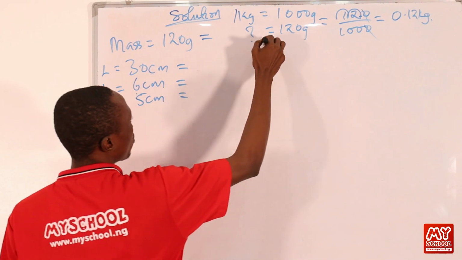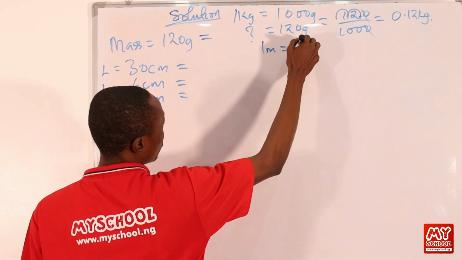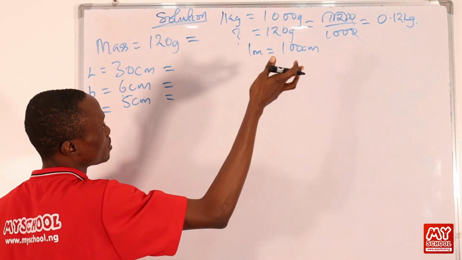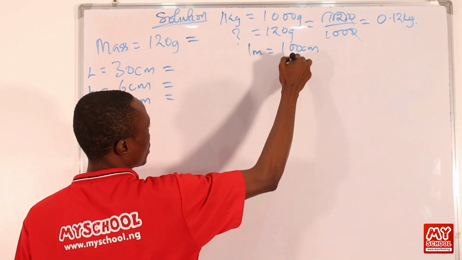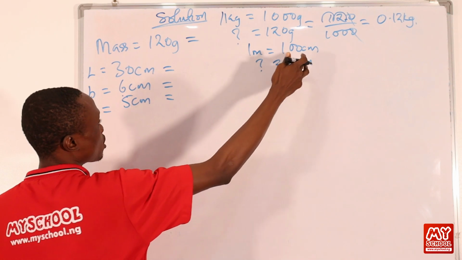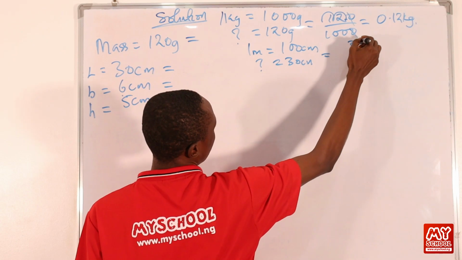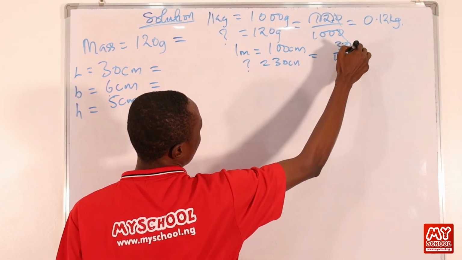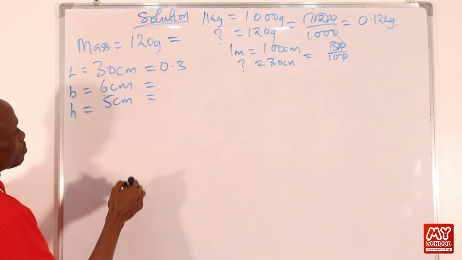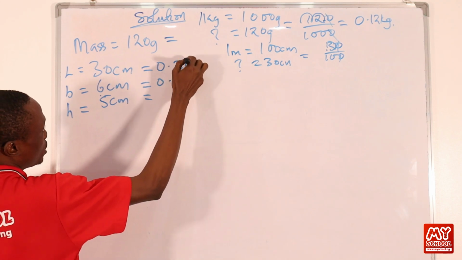Now remember that 1 meter is equal to 100 centimeter, right? And we want to convert 30 centimeter to meters. So we write our 30 here. To convert 30 centimeter to meter, we have to divide by 100. So let's do the division here. 30 divided by 100, so 0 will take out 0. At the end of the day, we'll be having 0.3, right? Now, for the second one, we'll be having 0.06 meters.